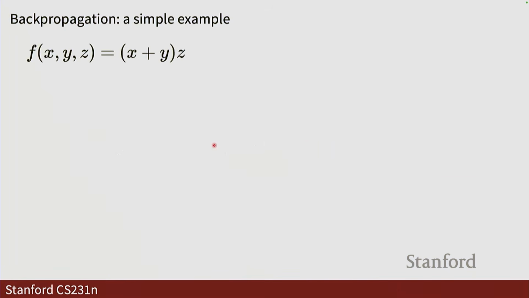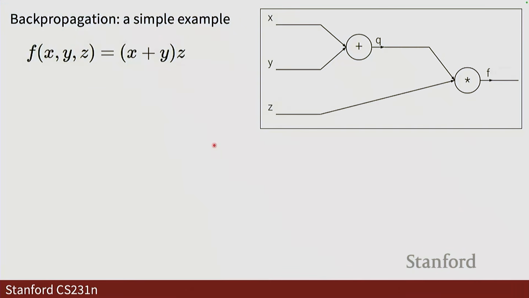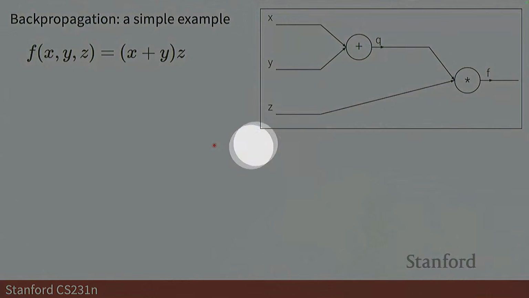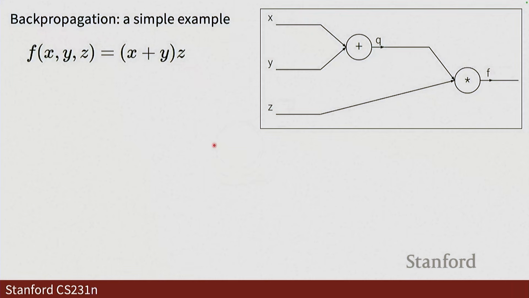So that's why, when we build this computational graph, the solution to that is backpropagation. I want to start with a very simple example. We start with a function f of x, y, and z, which is x plus y multiplied by z. If I draw the computational graph for this function, we have the addition operation between x and y, and then a multiplication between that addition of x and y and z.